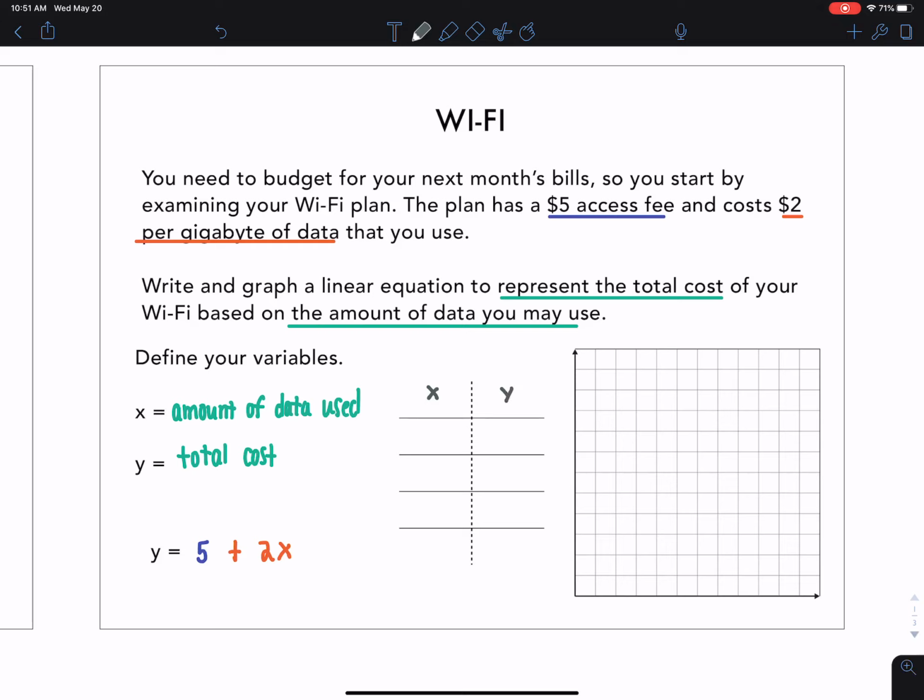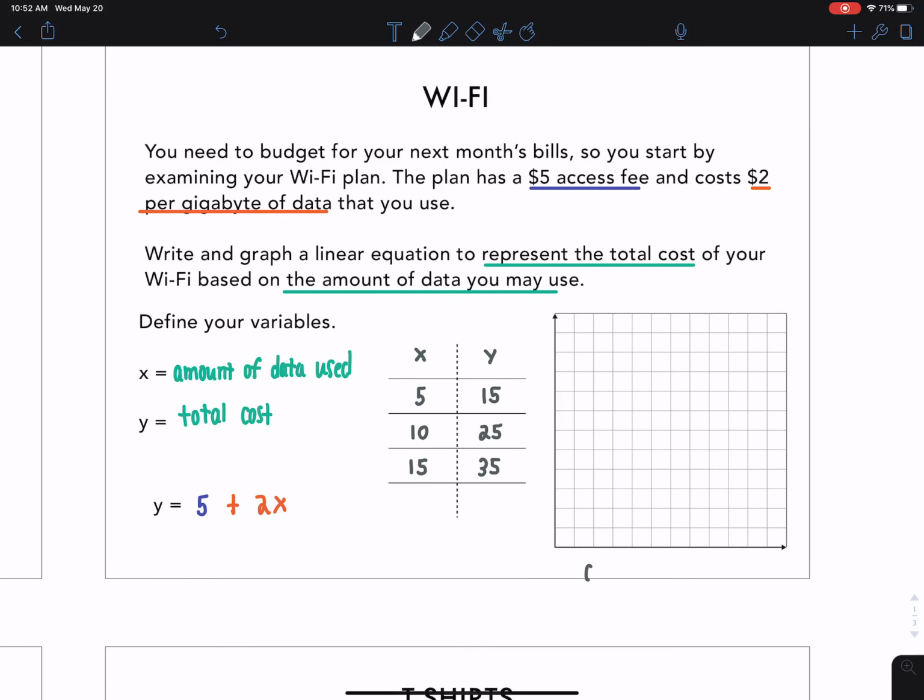So an amount of gigabytes that maybe you would use in a month, maybe 5 gigabytes. So we can plug that in then. So 2 times 5 is 10, plus 5 is 15. Maybe you're going to use 10 gigabytes in a month. So 5 plus 20 is 25. And maybe you would use, let's say, we'll just go up to 15. So maybe 15 gigabytes in a month, and you would have $35. So if you use 5 gigabytes of data, you'd have $15, 10 gigabytes of data, $25, and 15 gigabytes would be $35. Make sure you label your axes then.